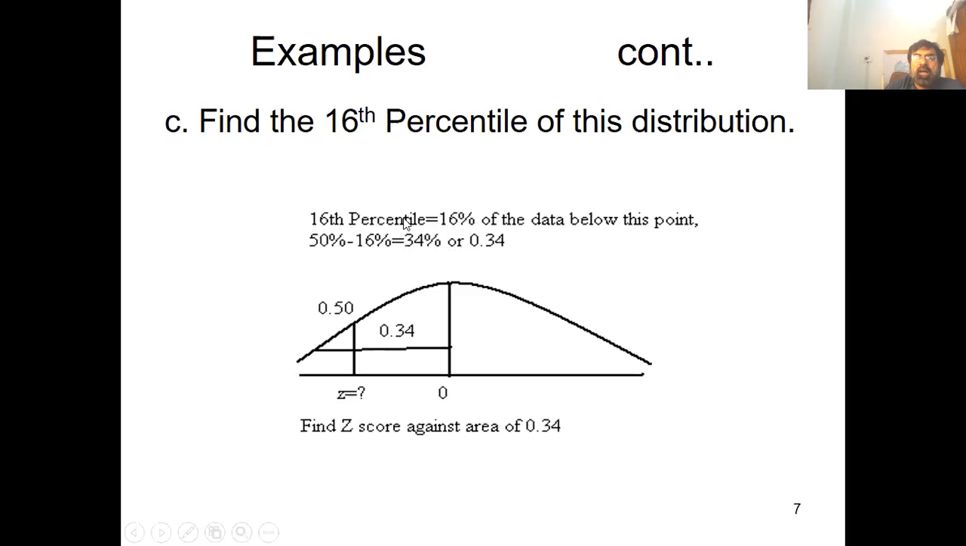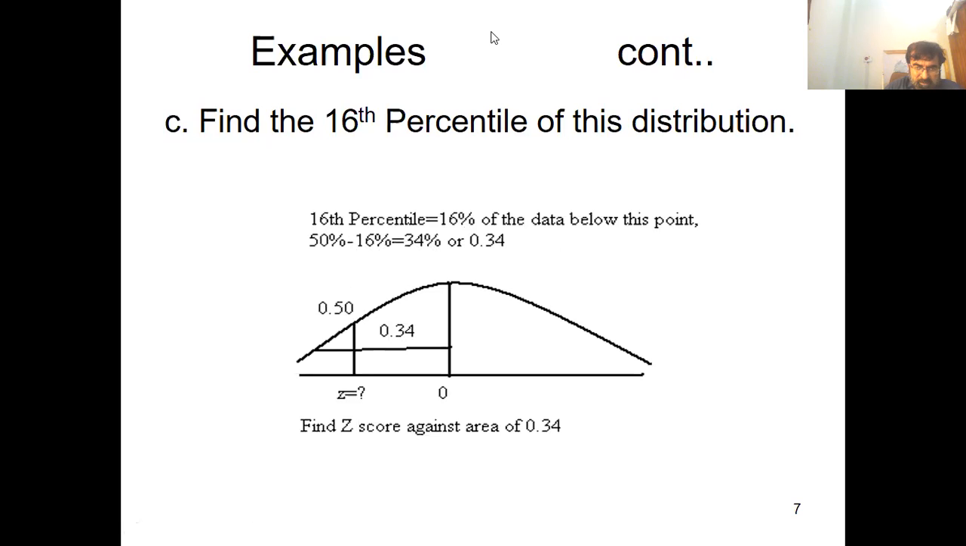Sorry, you are not supposed to directly convert the 16th percentile into a percentage. The reason is this 16 percent falls below the midline. So for this, what we have to do, first we have to subtract this 16% from 50%, that will become 34%, and then the 34% will be divided by 100 and it becomes 0.34.